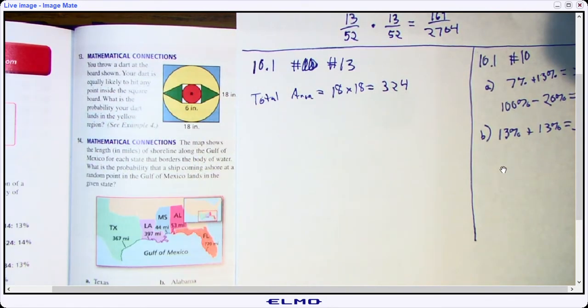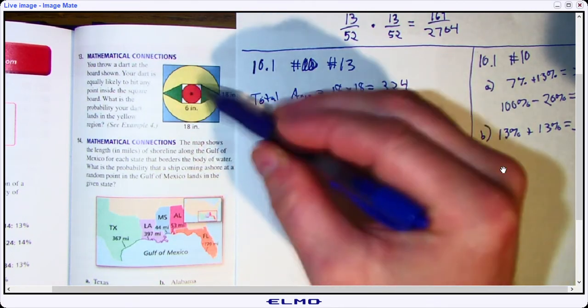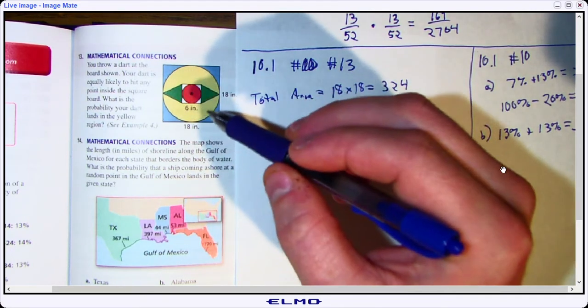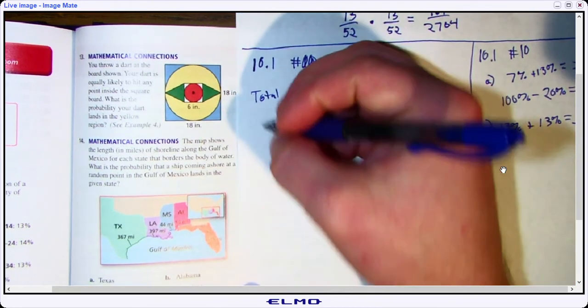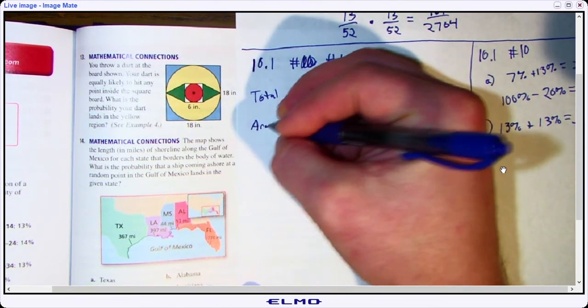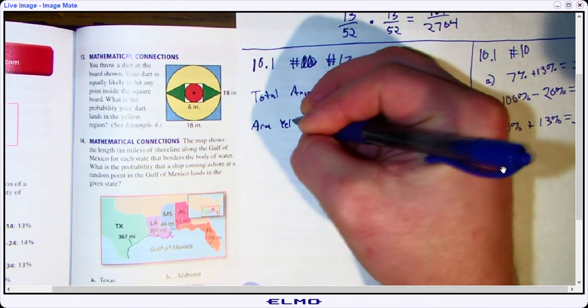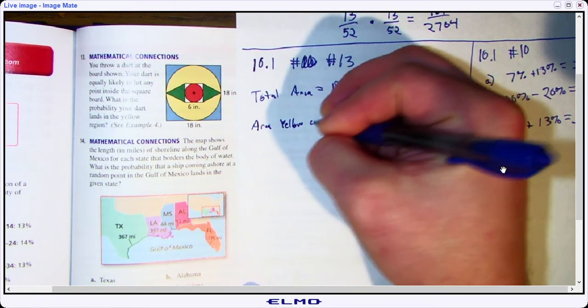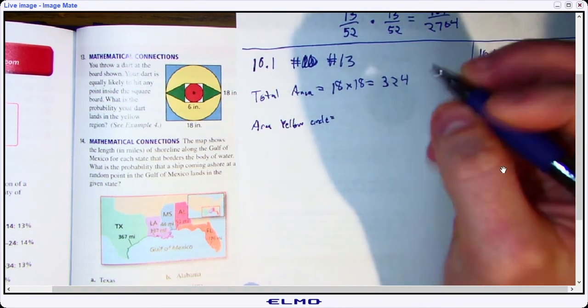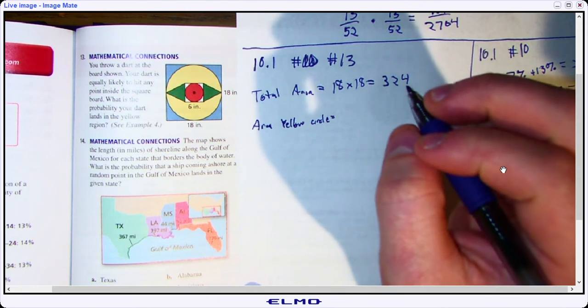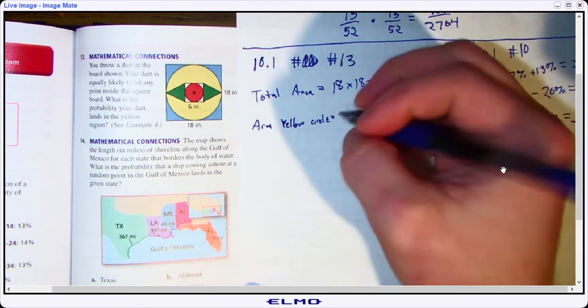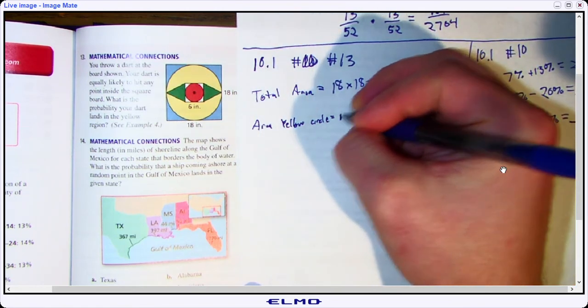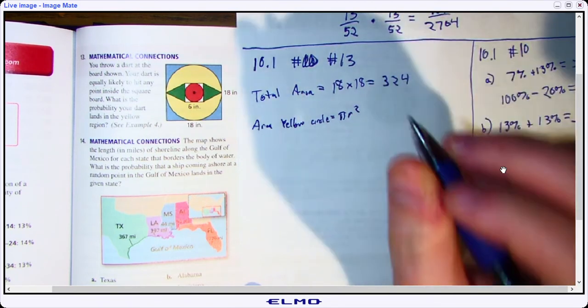So now we have to look at that circle. Just the area of the yellow circle, not worrying about all this stuff on the inside, but just the area of the yellow circle. Let's do that. Area of the yellow circle. Well, the area of a circle is what? Pi r squared? All right, cool. So area of a circle is just pi r squared.